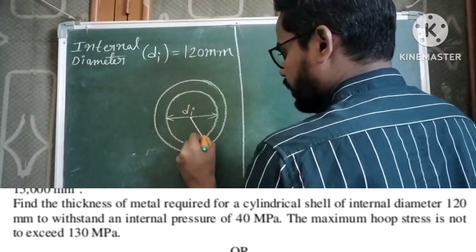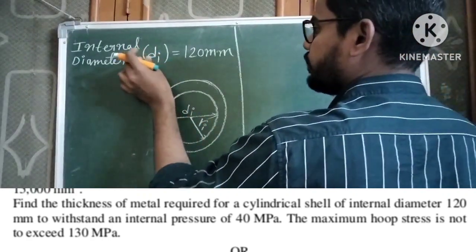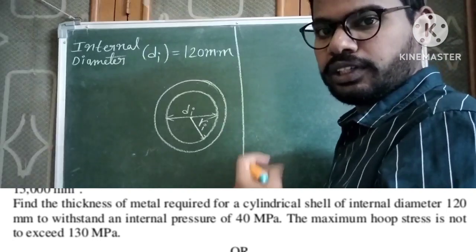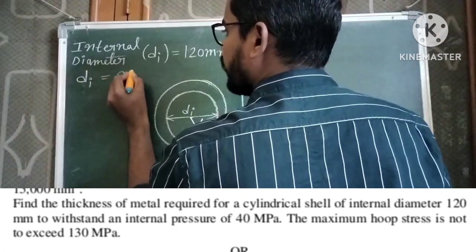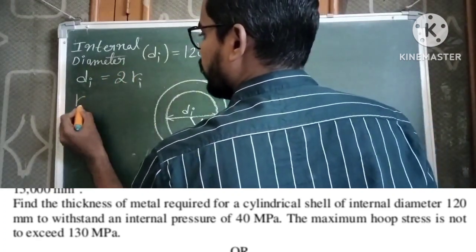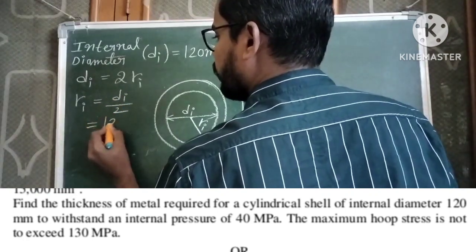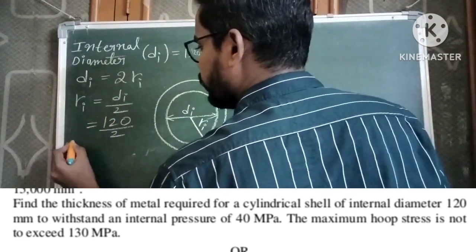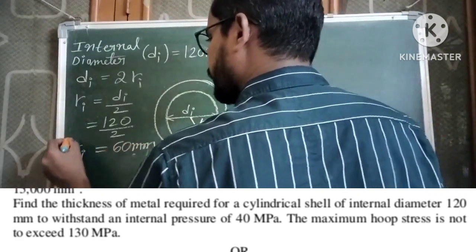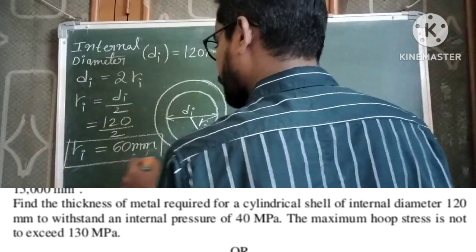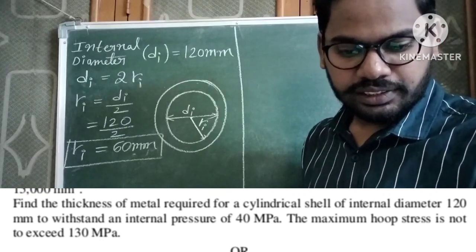And this will be the internal radius. How do we get the internal radius from the internal diameter? We know that diameter is equal to 2 times the radius. Now the internal radius is equal to diameter by 2. We are given 120 mm, so 120 by 2, you will get internal radius 60 mm. The internal radius of the cylindrical shell is 60 mm. Okay.